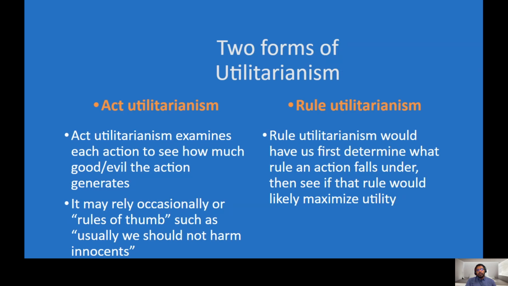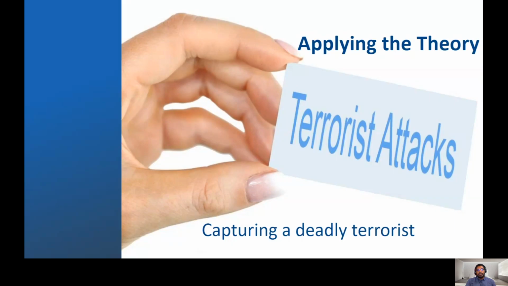They may have certain rules of thumb, like do not harm innocents and so on, but that is not predominant. Whereas rule utilitarianism would say, well, by adhering to some rules, do we maximize the happiness of the vast majority of people? Then to live by those rules are the right actions. So that would be the difference between act utilitarianism and rule utilitarianism. Let us now apply the theory.